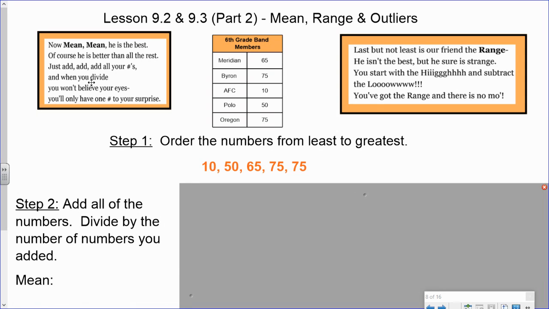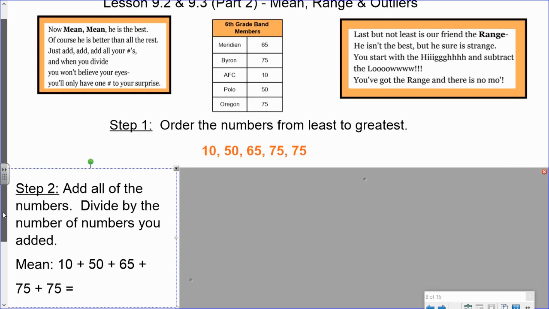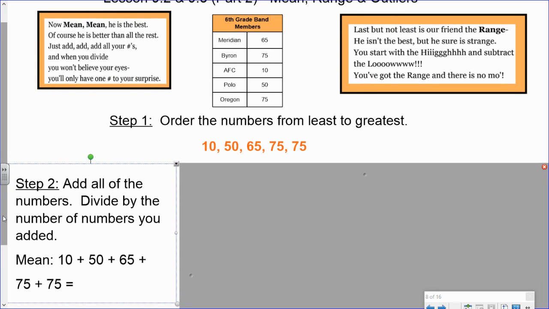And as the song lyrics say, you add all your numbers and then you divide. So what we're going to do is we're going to make a math problem. We're going to do 10 plus 50 plus 65 plus 75 plus 75 more. And we're going to grab our calculator and type in those numbers. If you need to pause the video, go ahead and pause the video so you can come up with your total. And we should get 275.